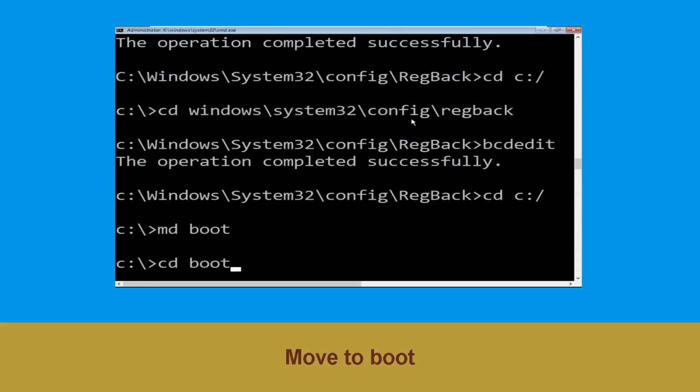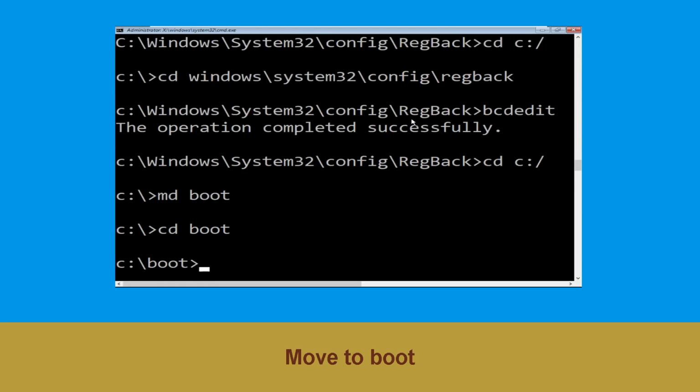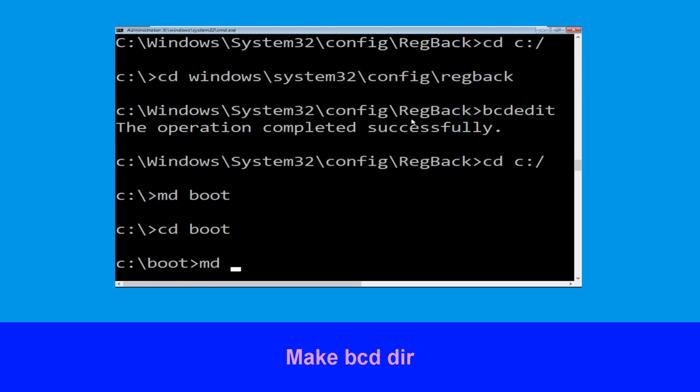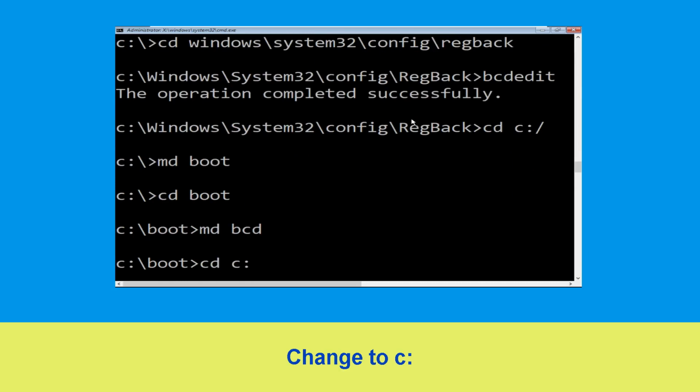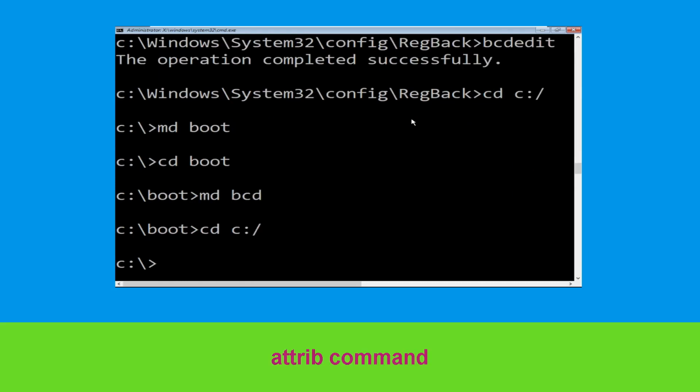Now type cd space boot and simply hit enter. Now type md space bcd and hit enter. Type cd space c:/ and hit enter. Type attrib c:/boot/bcd -h -r -s and hit enter.